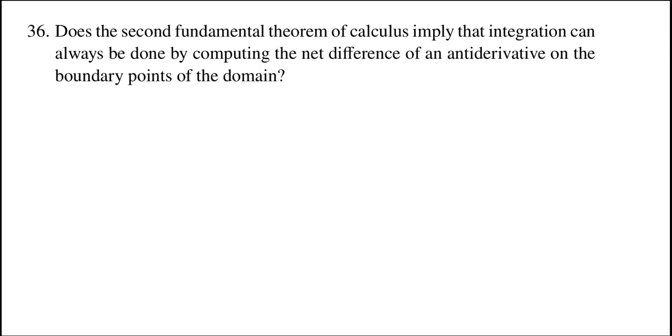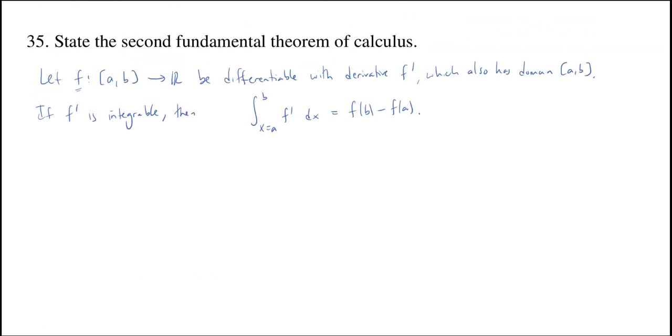And here we are in problem 36, our final problem on the exam at long last. Well, let's take a look at it. Does the second fundamental theorem of calculus imply that integration can always be done by computing the net difference of an antiderivative on the boundary points of the domain? And if we scroll back up to the second fundamental theorem of calculus, that sure seems to be what it looks like if I just focus on this. I want to integrate. I compute the net difference of an antiderivative at the boundary points of the domain. That's what it says, right?